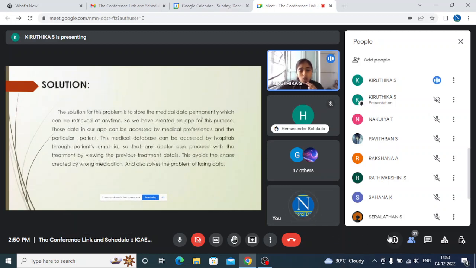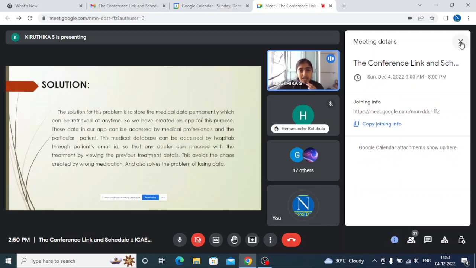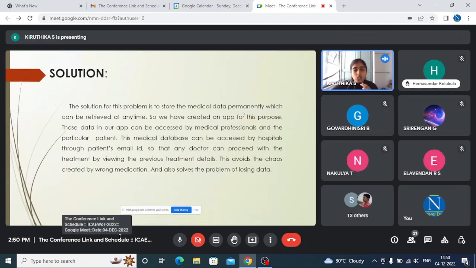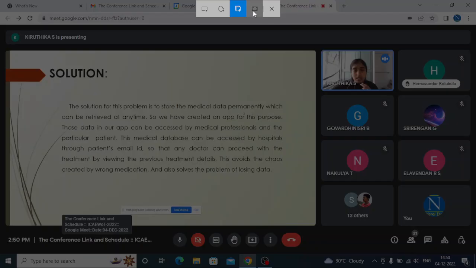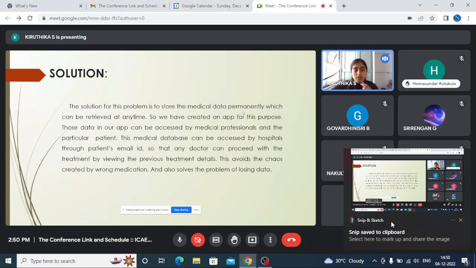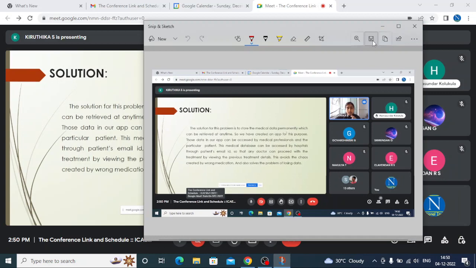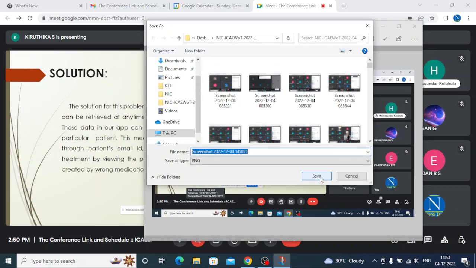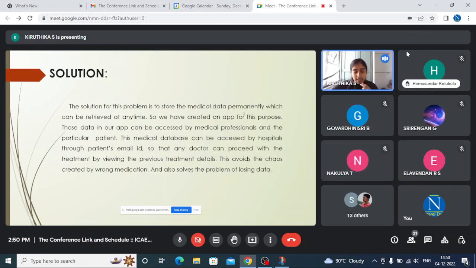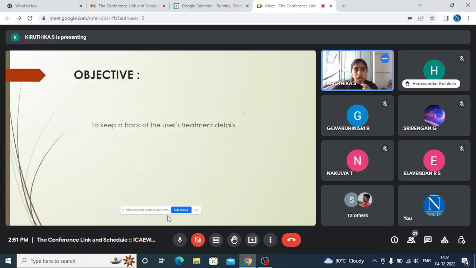In order to solve this problem, we came up with the idea of developing an app which stores the medical details of a person so that even the doctor has access to see what the person is affected by, and after reading through the prescriptions, the doctors can further help them. So this solves the problem of losing data, especially. Our main objective is to keep track of the treatment details of the users.